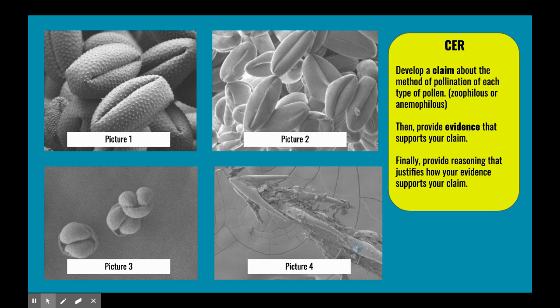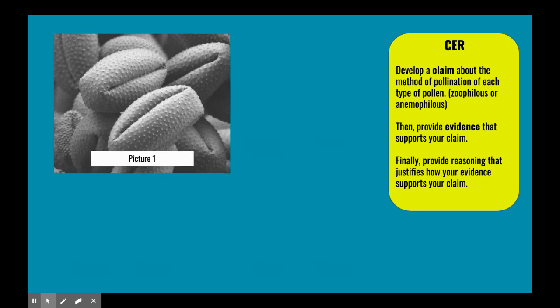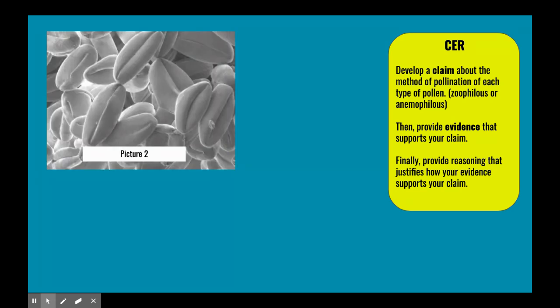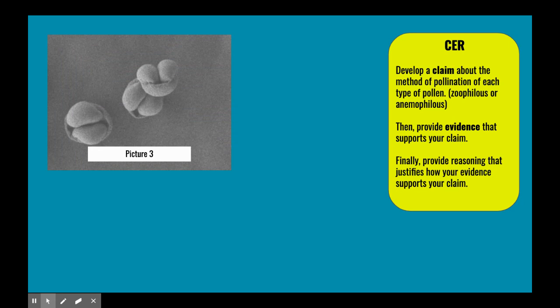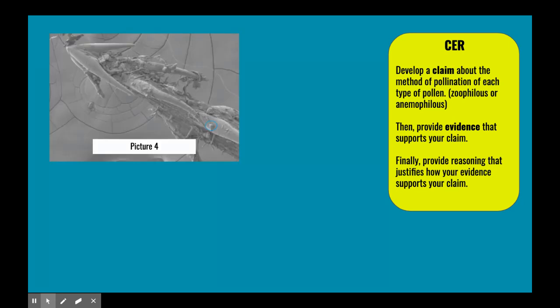So if you need to slow down, obviously pause the video, but this is going to be picture number 1. Just separated out from the slide that had all 4 together. So develop a CER of picture number 1. And you're going to do the same thing for picture 2, picture 3, and picture 4.